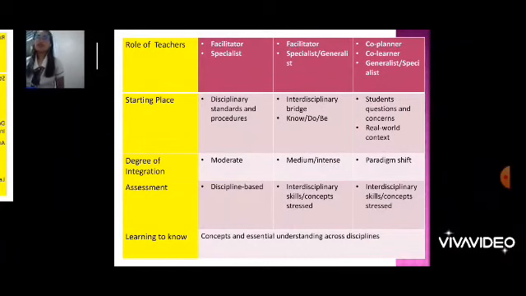Then the paradigm shift. When we talk about the paradigm shift, it is of course when teachers organize the curriculum around the student questions or concerns. So it starts with problems, and then through problem solving they use the disciplines that can contribute to solutions.